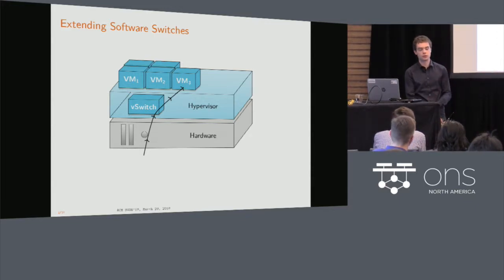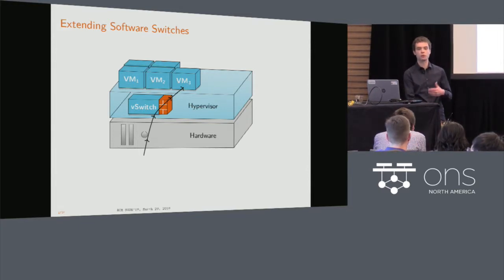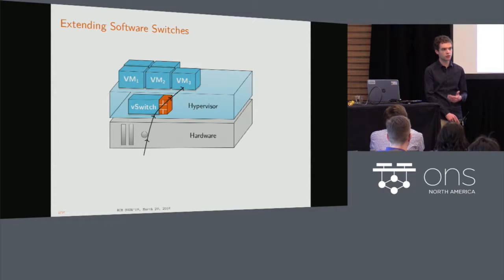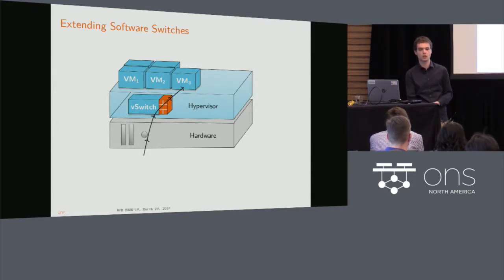In addition to the software switch. The software switch is in an ideal position to implement these network services because it's already on the path of all packets to the VMs and between the VMs. So ideally, we would like to be able to implement these services directly at the switch on the path of packets. But the issue is that current software switches are unable to express these diverse functions.